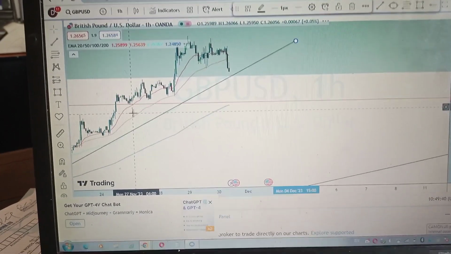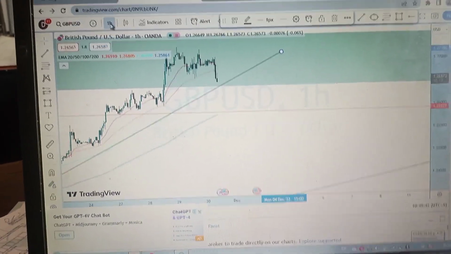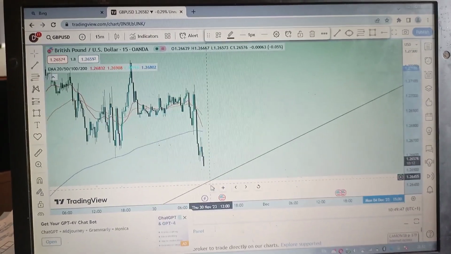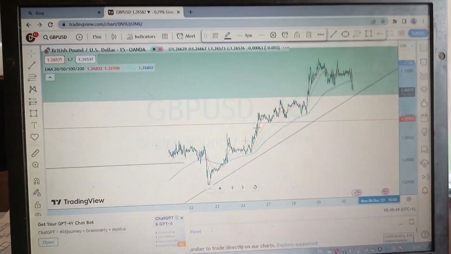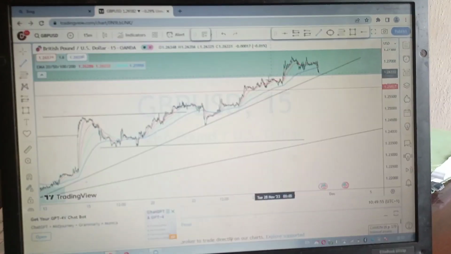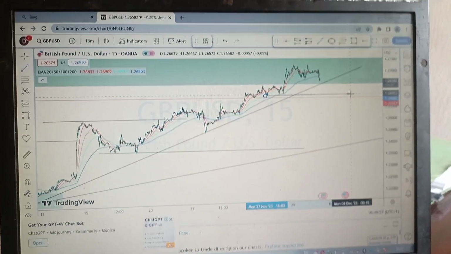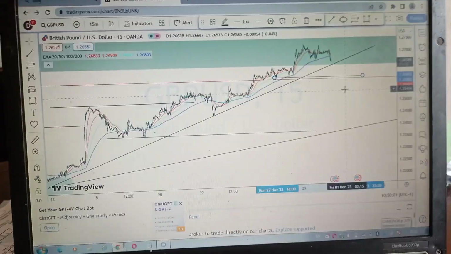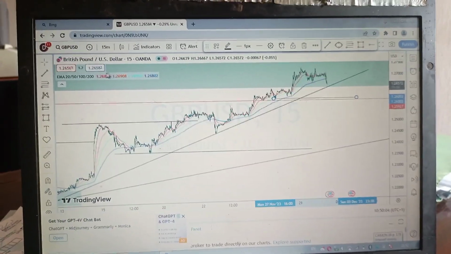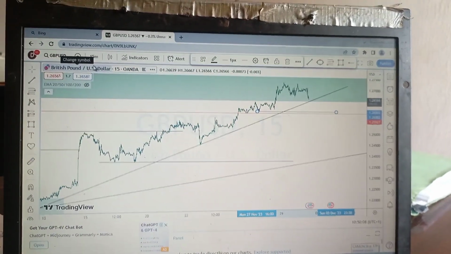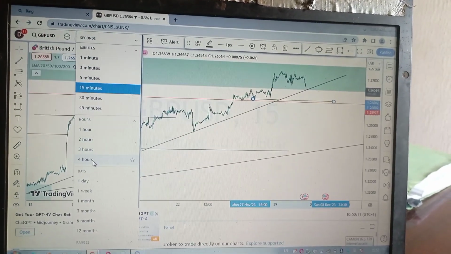Let's go to 1 hour. So there's no EMA cross yet, even on the 15 minutes, until we get an EMA cross and a break of significant structure. So we'll be expecting a break of structure at this level. Once we get a break of structure here, then we'll get an EMA cross here, break out of this trend line. We are selling GBP USD. But for now, we are waiting.